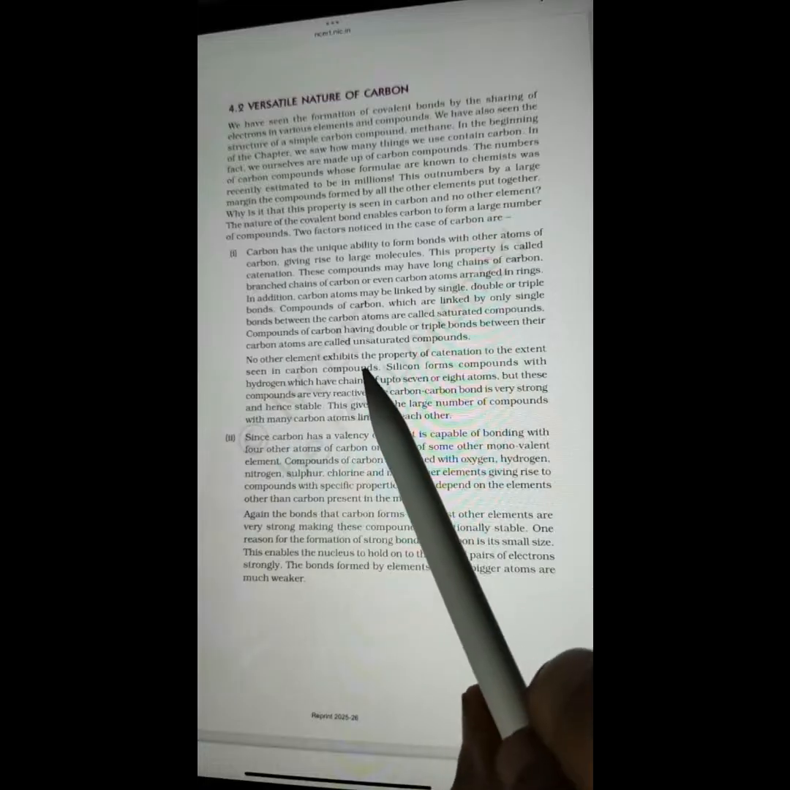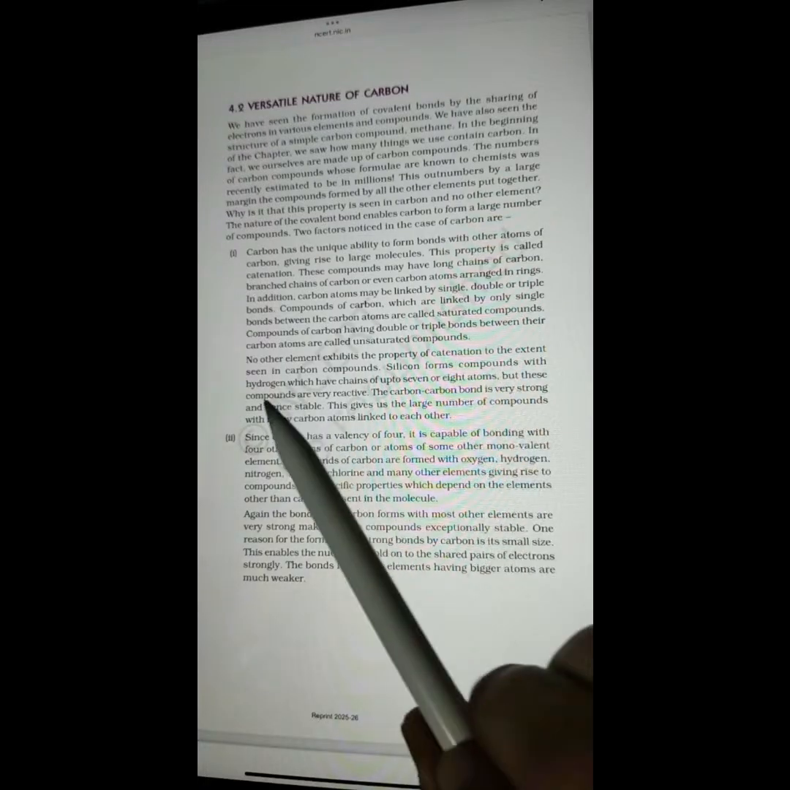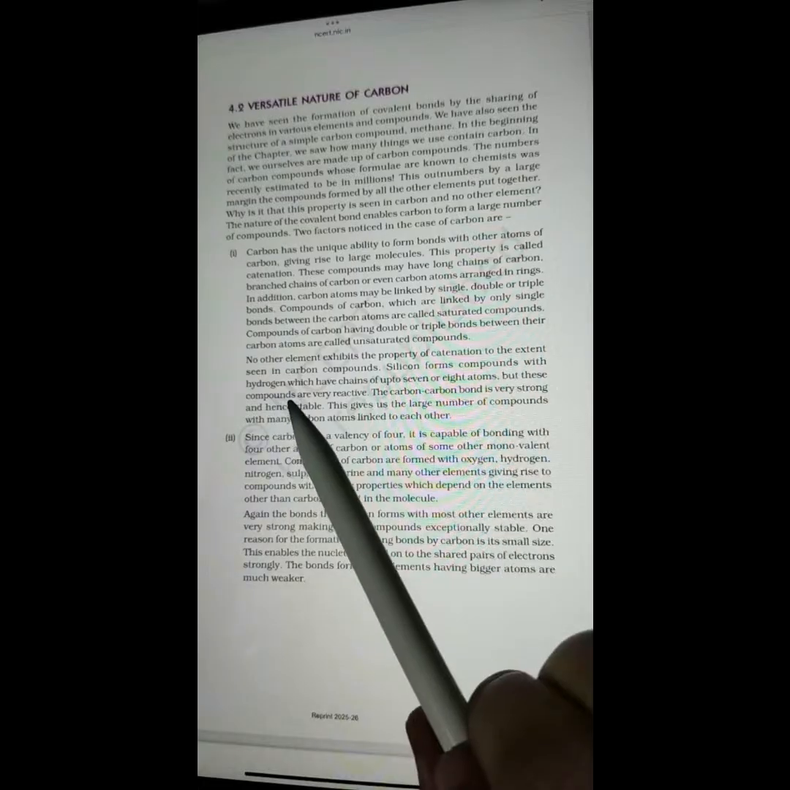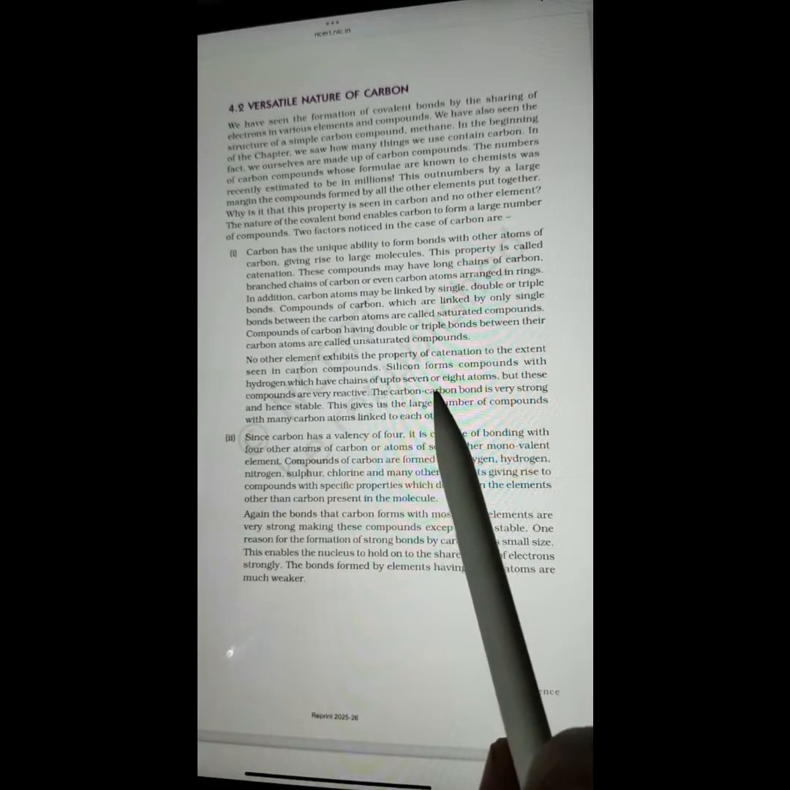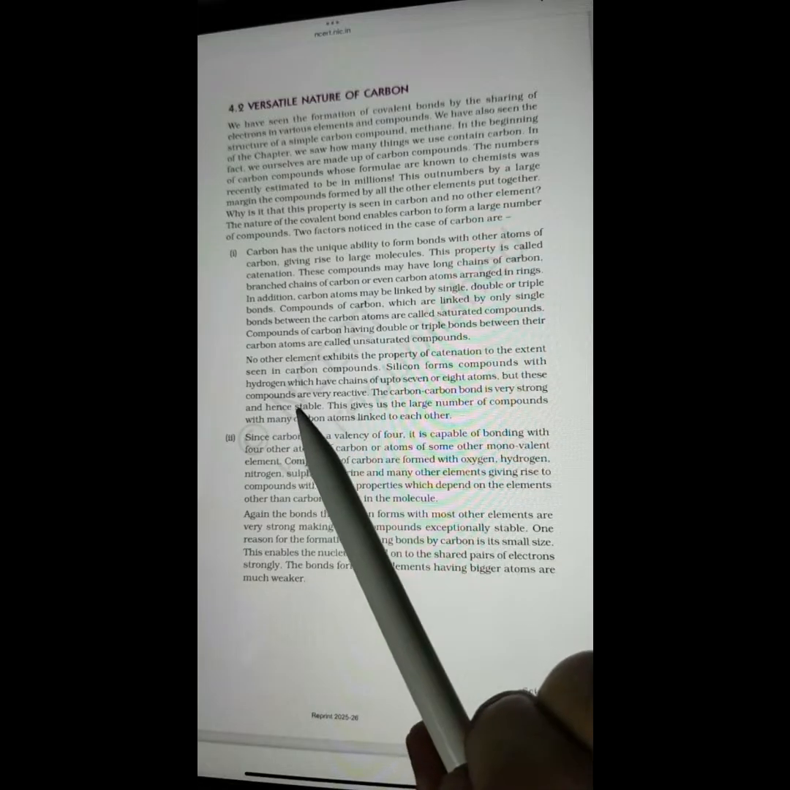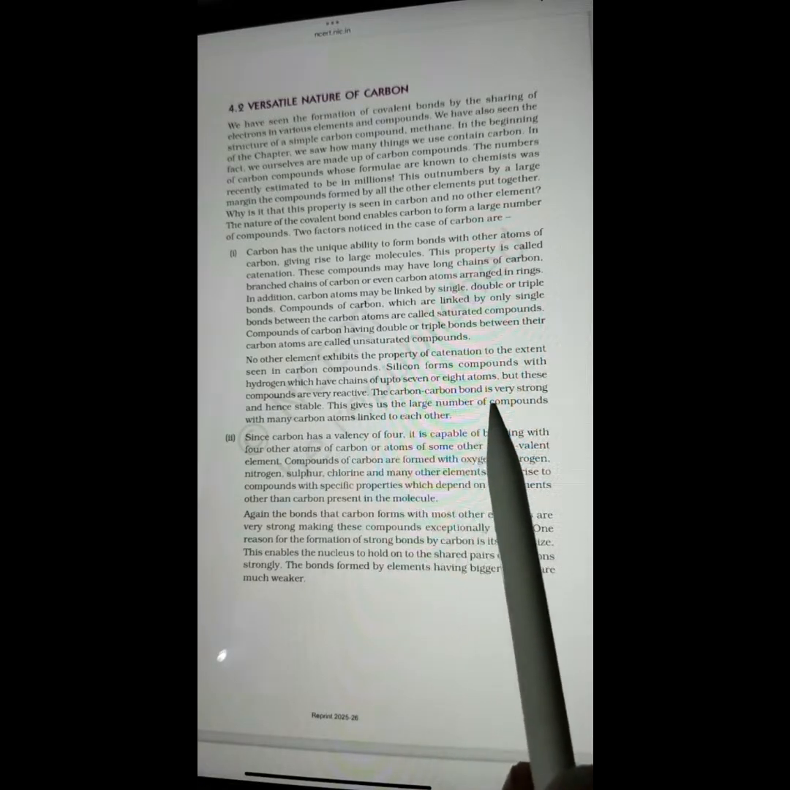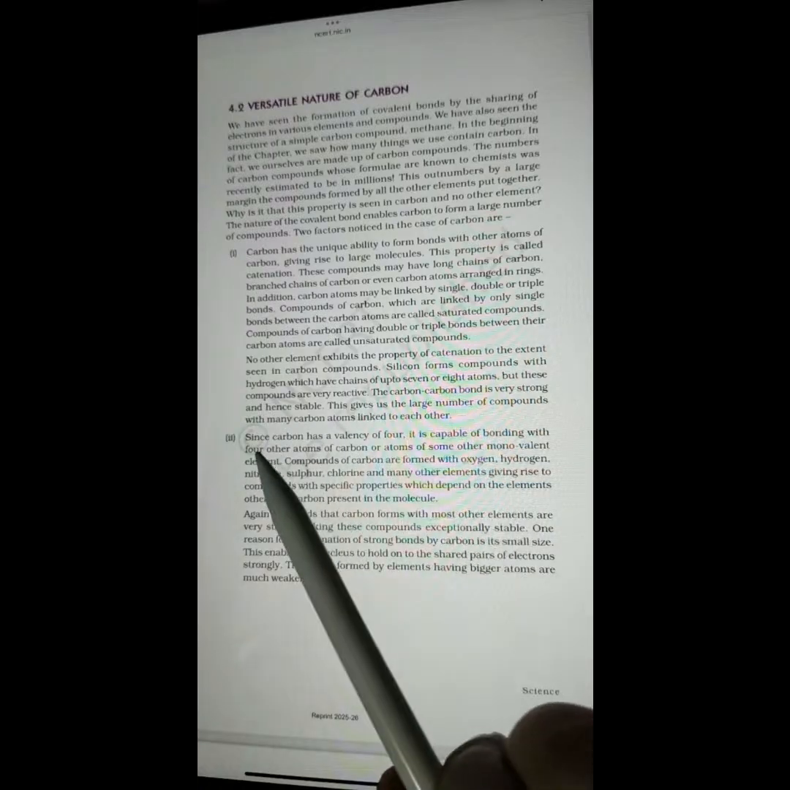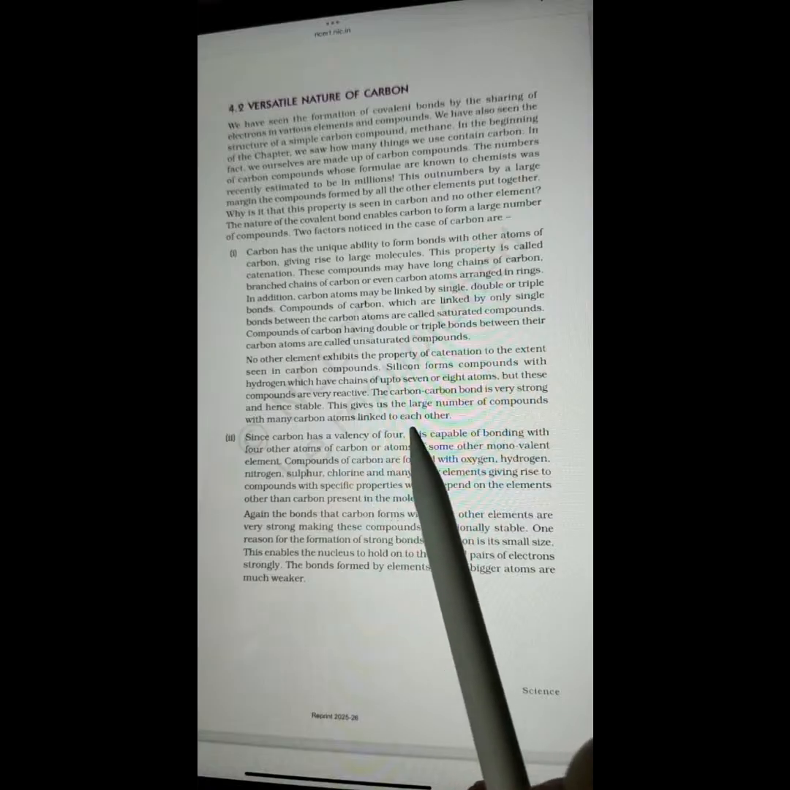No other element exhibits the property of catenation to the extent seen in carbon compounds. Silicon forms compounds with hydrogen which have chains of up to 7 or 8 atoms, but these compounds are very reactive. The carbon-carbon bond is very strong and hence stable. This gives us the large number of compounds with many carbon atoms linked to each other.